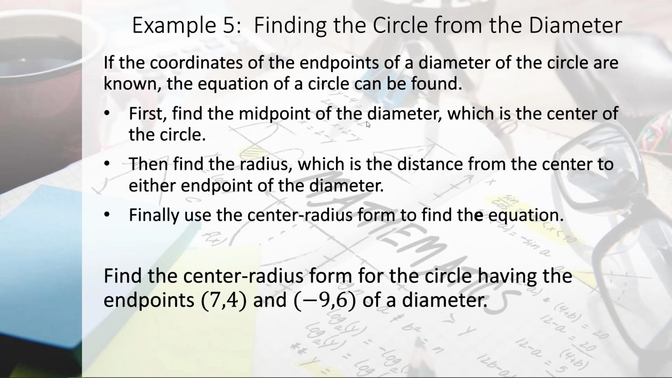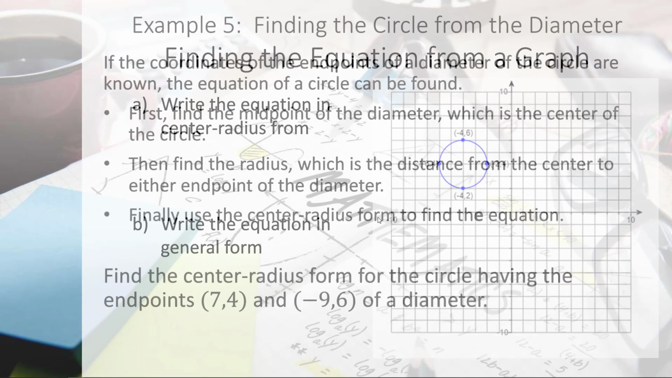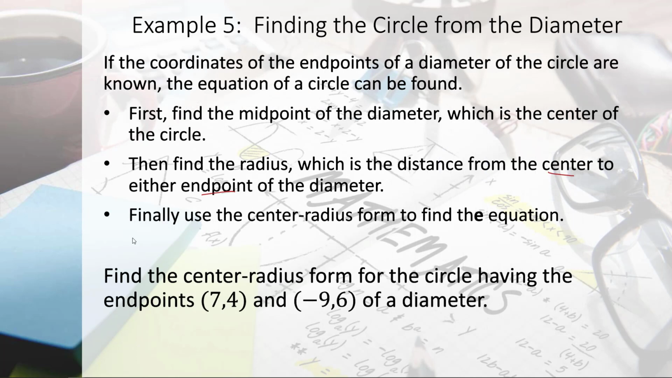Well, the first thing we would do is find the midpoint of the diameter. That will be the center of the circle. So let's go ahead and do that. Once we've done that, we could use that midpoint to find the radius, which will be the distance from the center to either endpoint on the diameter. And then once we've done that, we can write this in center radius form.